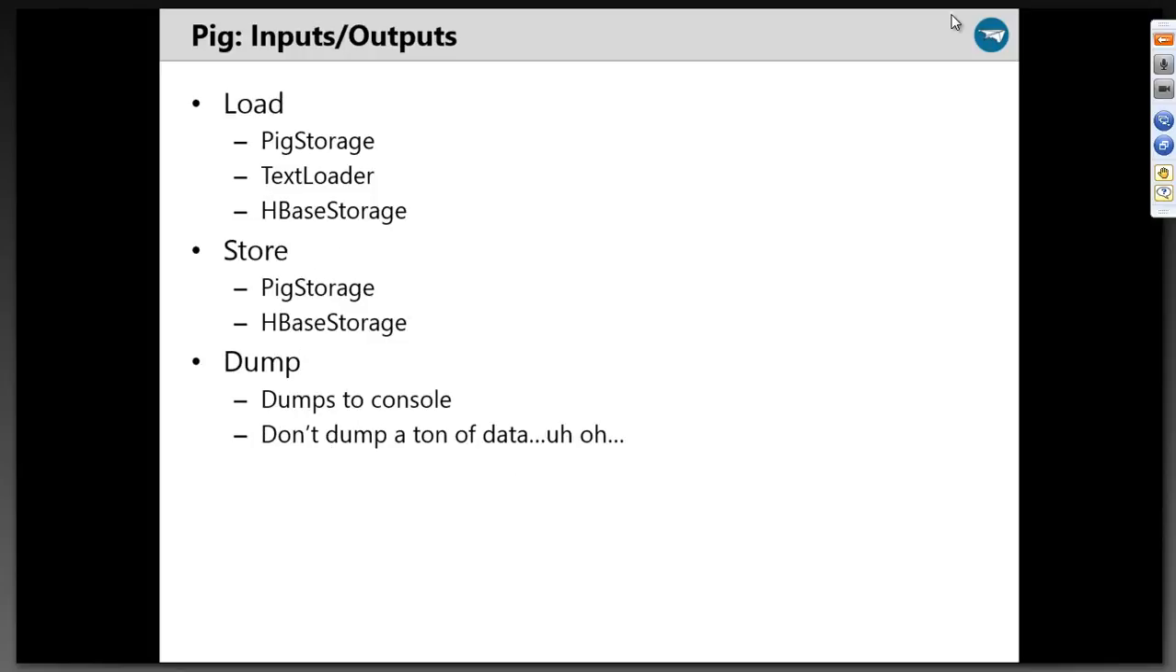And then we have inputs. We can grab things from Pig storage, from text loader, or from HBase storage, which is a NoSQL iteration for Hadoop, and load it in that way. We can store the data in Pig storage, in HBase storage, or in HCatalog, and then we can dump it to the console. So we can either store it to persist it, or dump it to the console to just look at it. But be aware you don't want to dump a ton of data to the console, or you'll run out of memory.